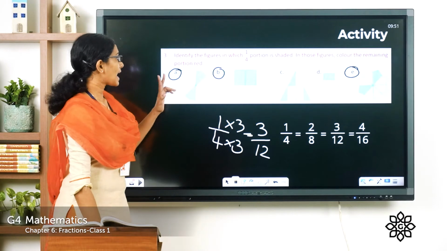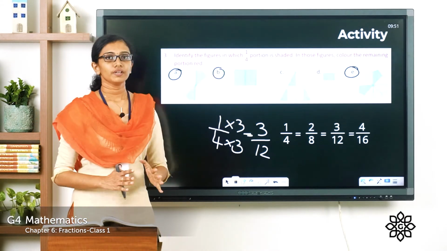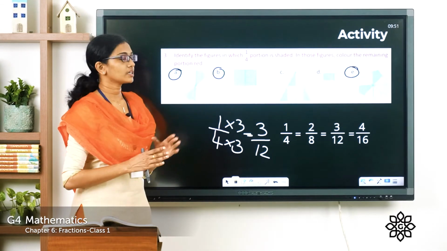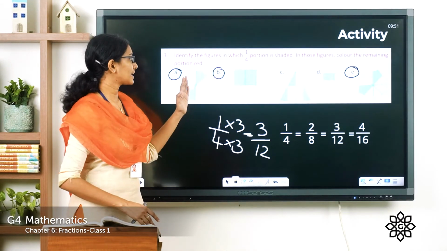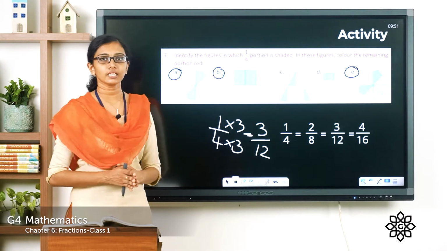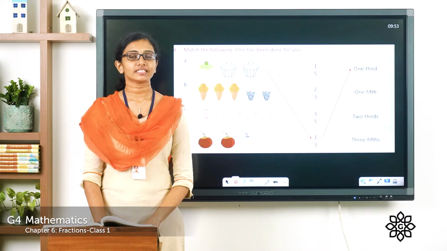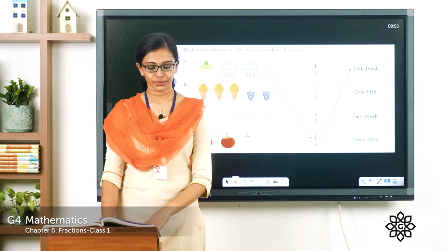So the figures A, B and C are the figures which show fractions equivalent to 1 by 4. And in these figures, you are supposed to color the remaining parts in red. I hope you have done that already. So let's see the fourth question. Match the following. One has been done for you.